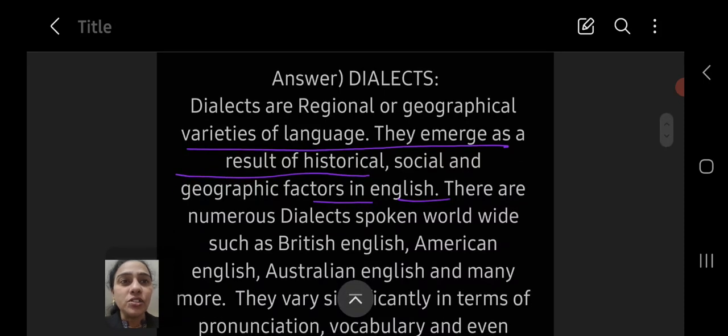Dialects emerge as a result of history. Obviously, how did we get the Telugu language into existence? How did we get the English language in society right now? The French, the Sanskrit, etc. It is obviously from the ancestors. So, a dialect is a form or variety of language which has come into existence because of history, because of social and geographic factors.